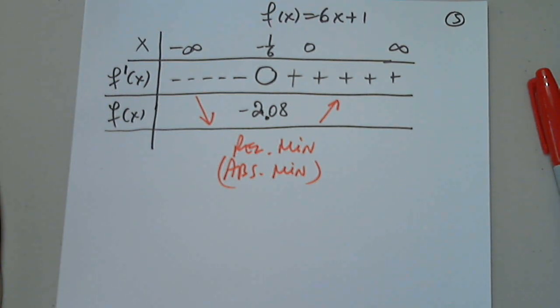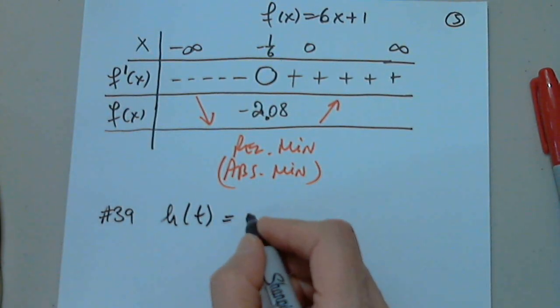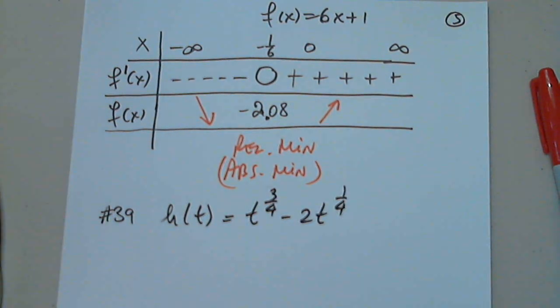Okay. So I get to choose the next one. I'm going to choose an ugly one, 39. You will see why I consider this ugly. T to the 3/4 minus 2 t to the 1/4.